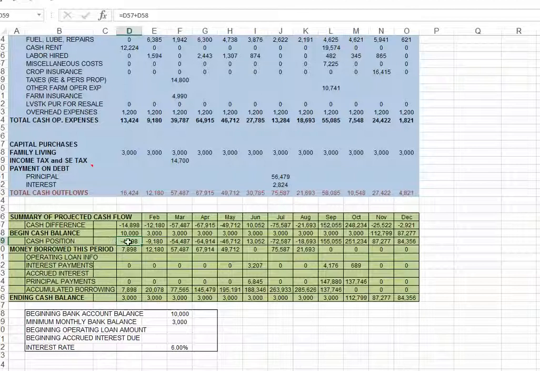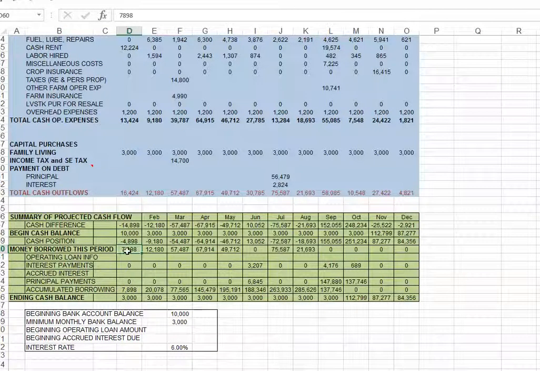4,898. Okay. In a cash flow, we usually assume that the lender, if you're going to borrow money, requires some ending balance. So if the bank says you've got to end every month with 3,000, and if your cash position is a minus 4,898, you're going to have to borrow 7,898 to get to 3,000.